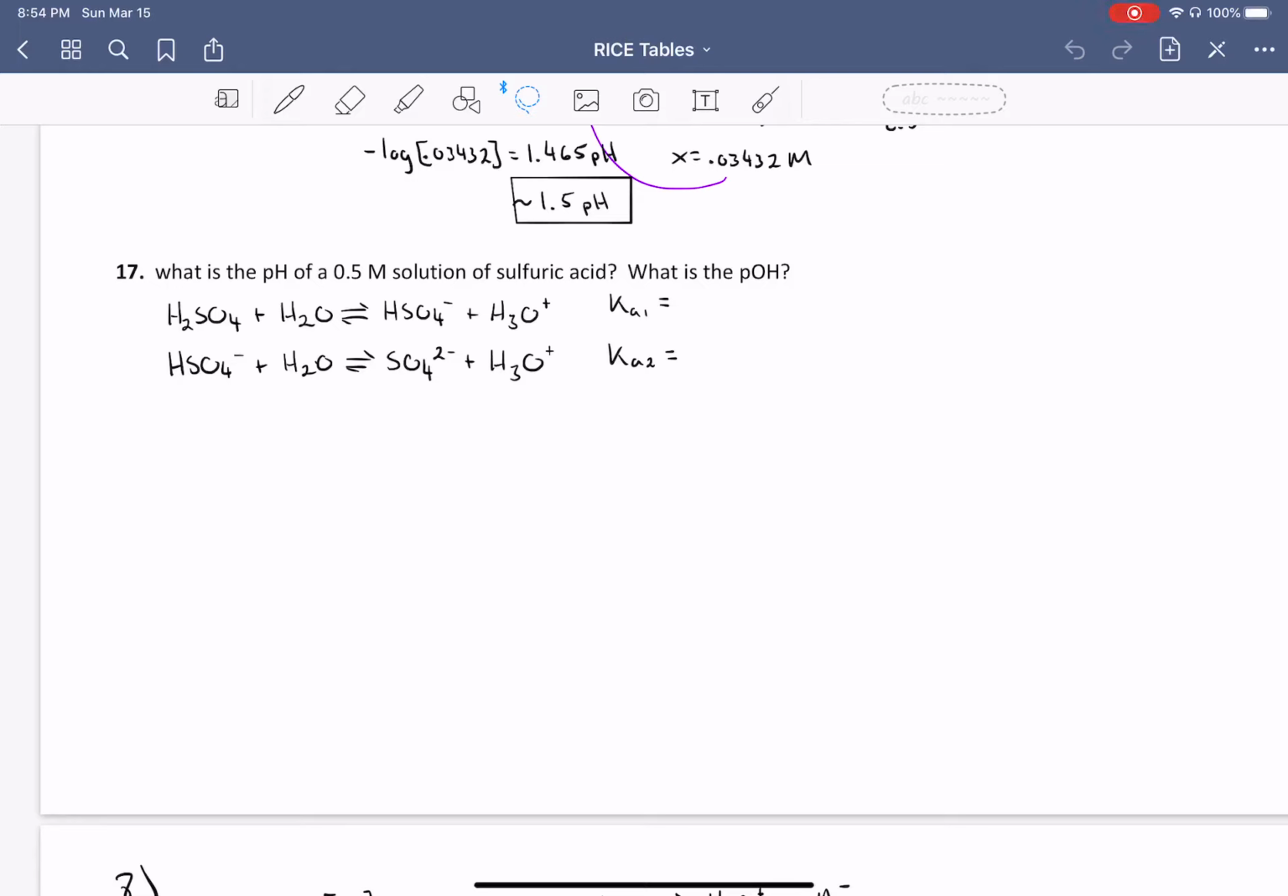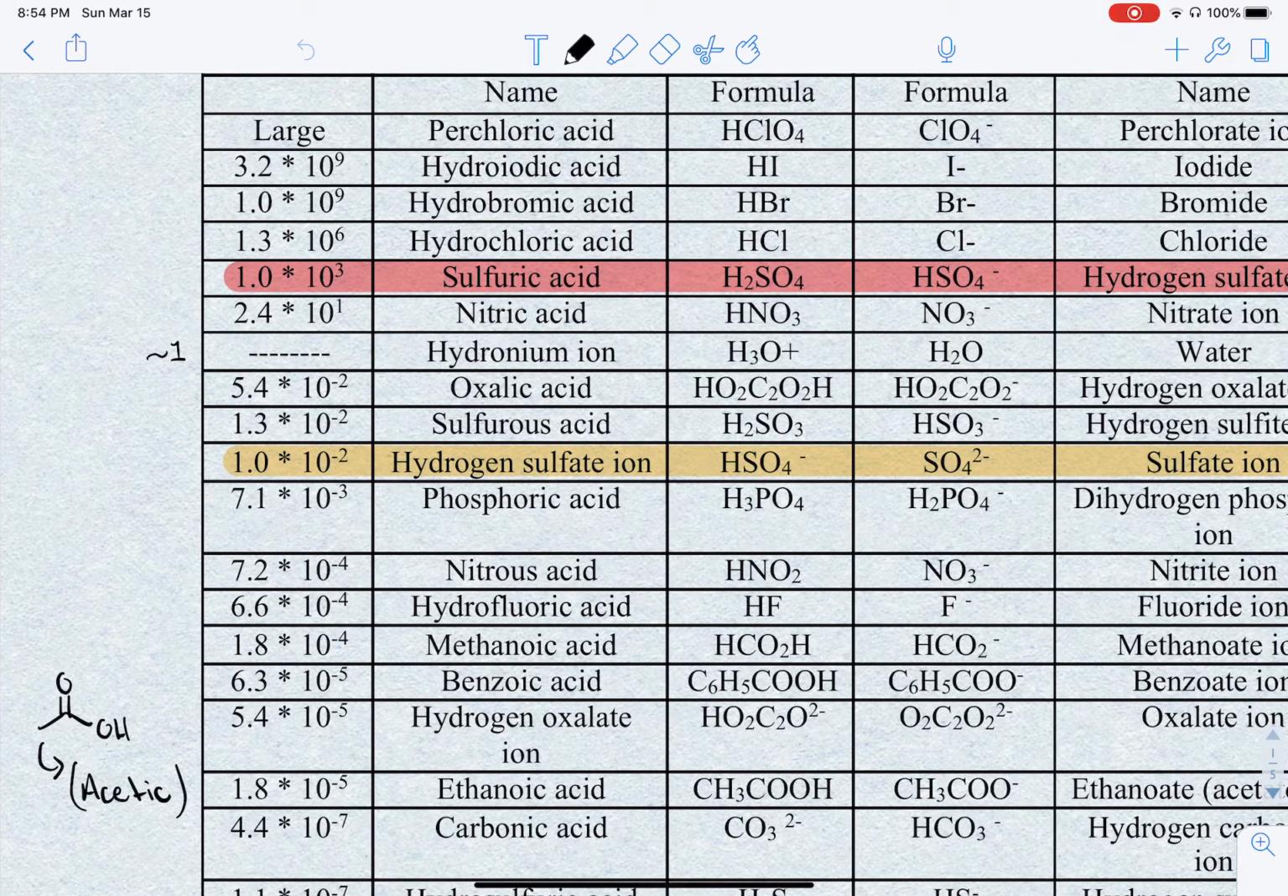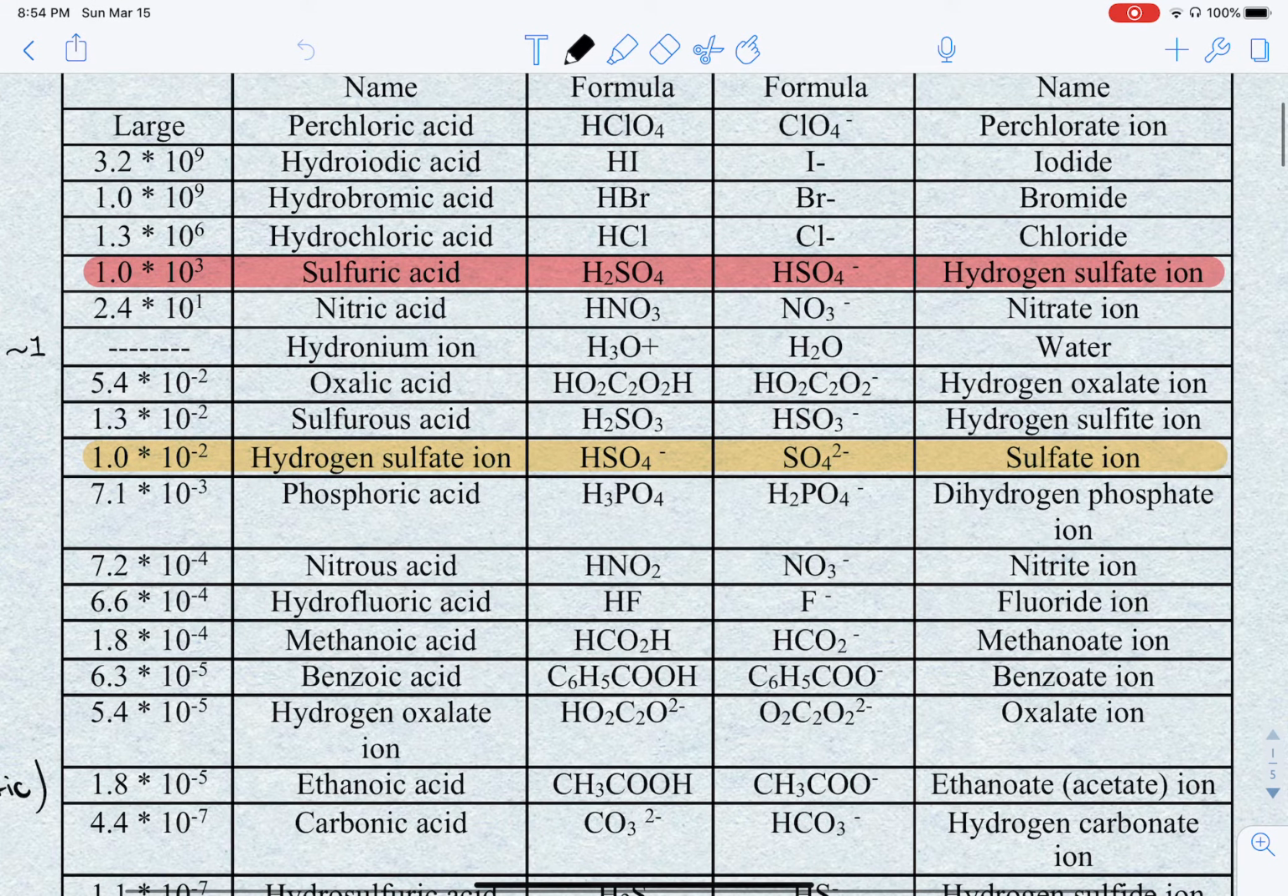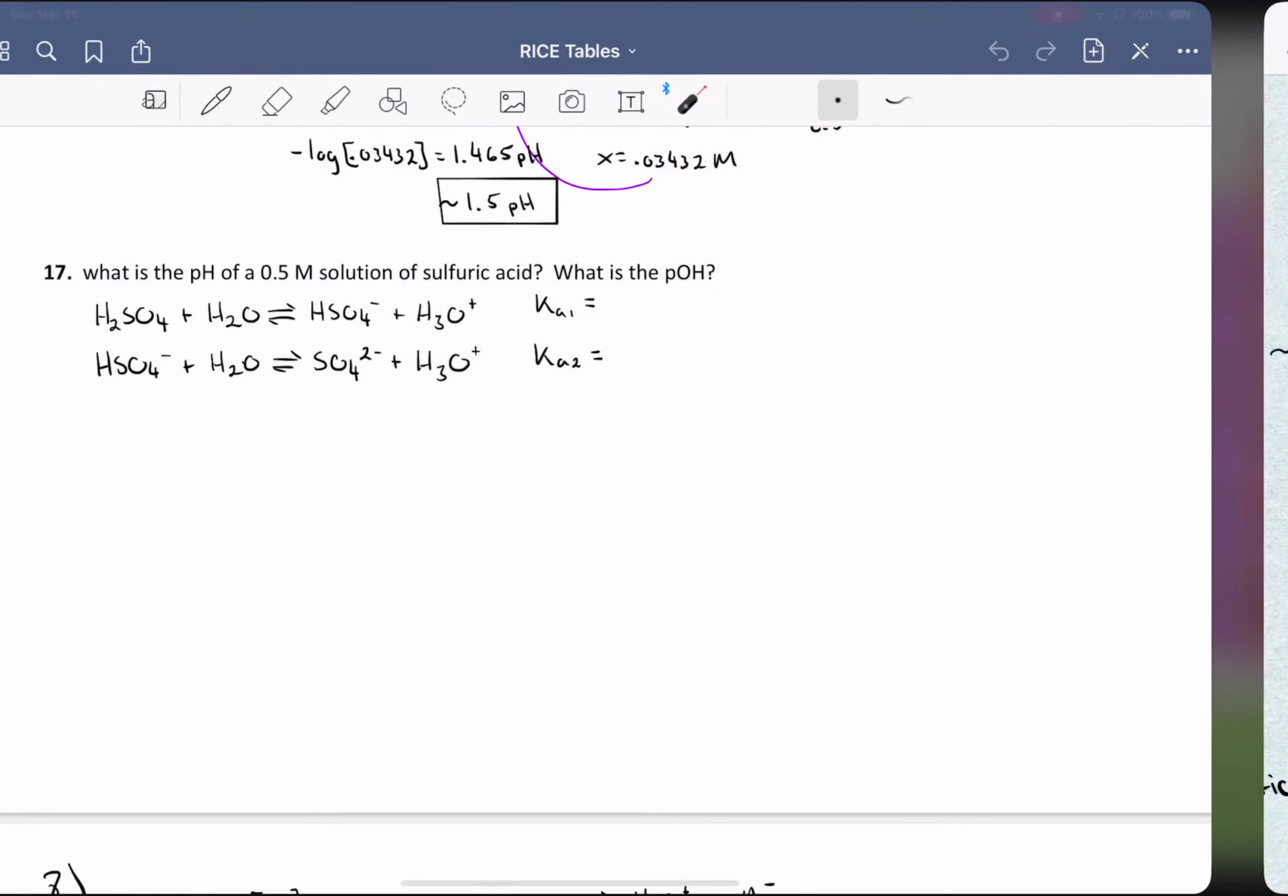Okay, so problem 17 on recitation 10. The question asks what the pH of a 0.5 molar solution of sulfuric acid is, and what is the pOH? So again, one of the first questions that we're going to ask ourselves, we know that this is a polyprotic acid, or well, at least when you look on the formula sheet for sulfuric acid, you will see right here that sulfuric acid is H2SO4, so it's a diprotic acid and it has two hydrogens that it can donate.